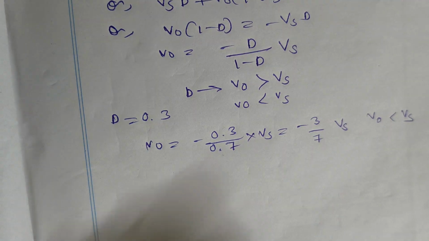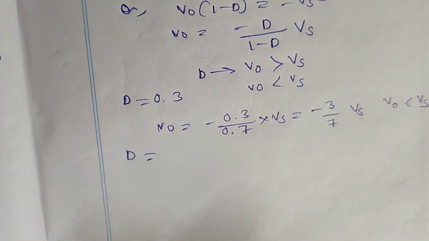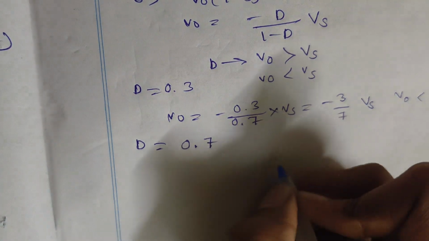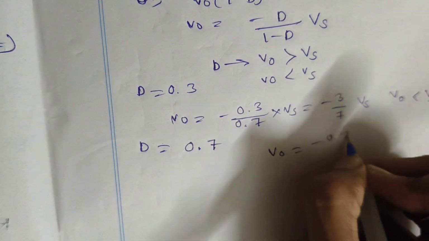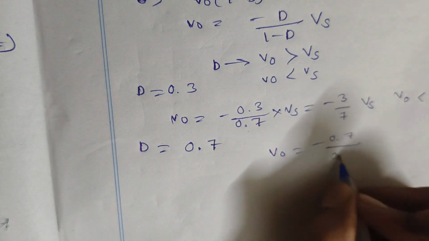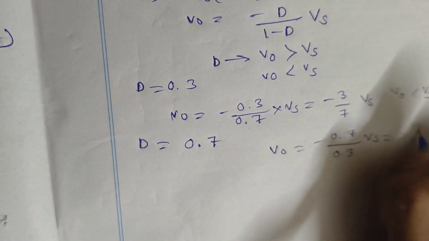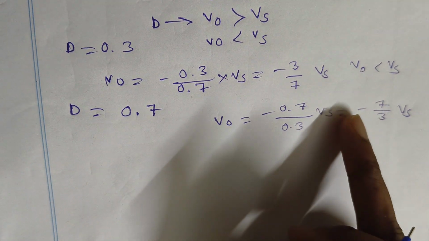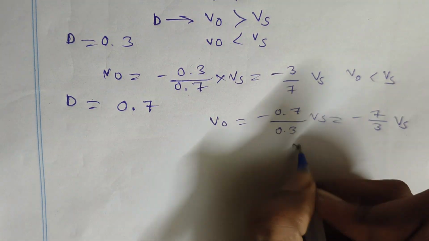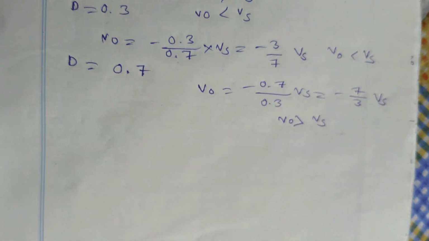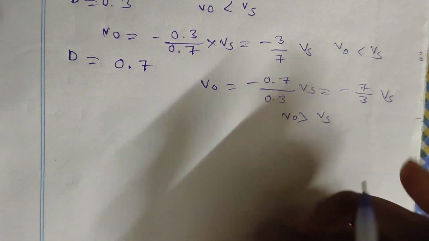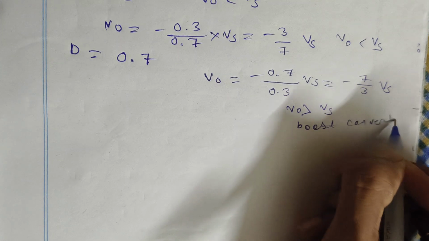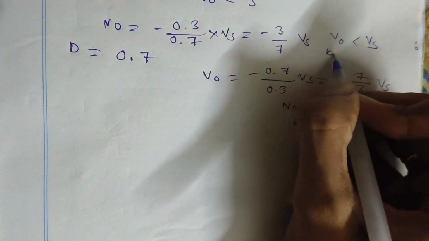So in this case, the output voltage is less than the supply voltage. If the duty cycle is 0.7, then V0 will be minus 0.7 by 1 minus 0.7, that is 0.3, into Vs, that is minus 7 by 3 into Vs. Disregarding the polarity, the output voltage is greater than the supply voltage, so it will act as a boost converter. In the previous case it acted as a buck converter.